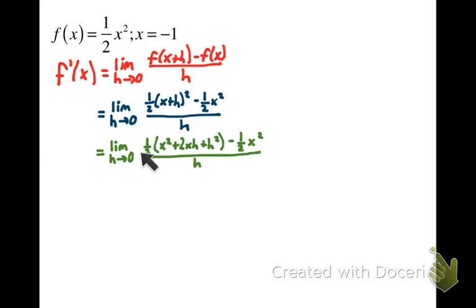Now, I understand this looks big and long and complicated, but things are going to work out nicely in this next couple of steps. I promise to make it look much less complicated. The last thing we got to do before that can happen is distribute this 1/2 to this whole trinomial right there. So we'll get a 1/2 x squared plus xh plus 1/2 h squared. And then we've still got the minus 1/2 x squared at the end, and still got the over h.